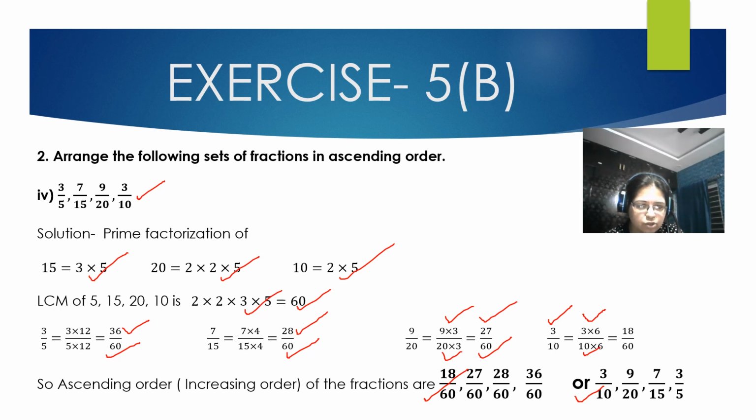And the equivalent fraction of 28 divided by 60 is 7 divided by 15. So write down 7 divided by 15. And the equivalent fraction of 36 divided by 60 is 3 divided by 5. So write down 3 divided by 5. So the ascending order or increasing order of the fractions is 3 divided by 10, 9 divided by 20, 7 divided by 15, and 3 divided by 5.